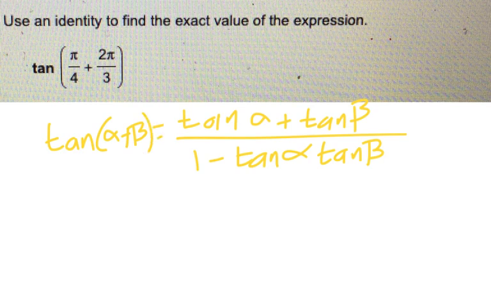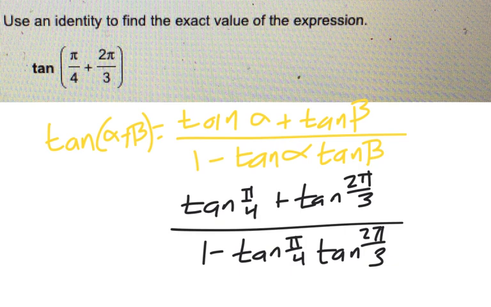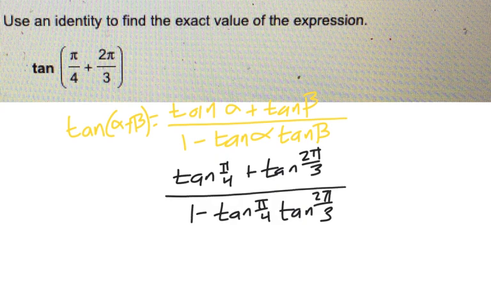So when I plug in, my alpha is pi over 4, my beta is 2 pi over 3. So this would be tangent of pi over 4 plus tangent of 2 pi over 3 over 1 minus tangent of pi over 4 times tangent of 2 pi over 3. Okay, so I start with tangent of pi over 4, which is a 45-degree angle. So tangent of 45 is 1. So radical 2 over radical 2, which is 1.